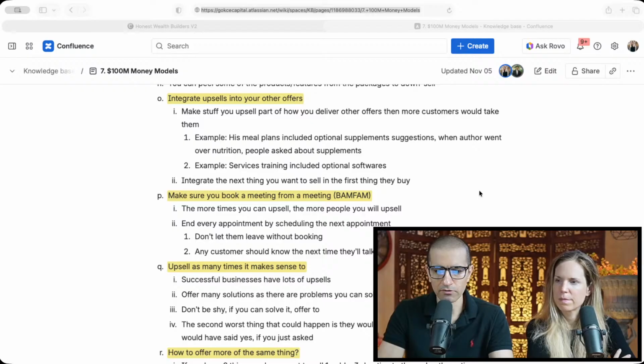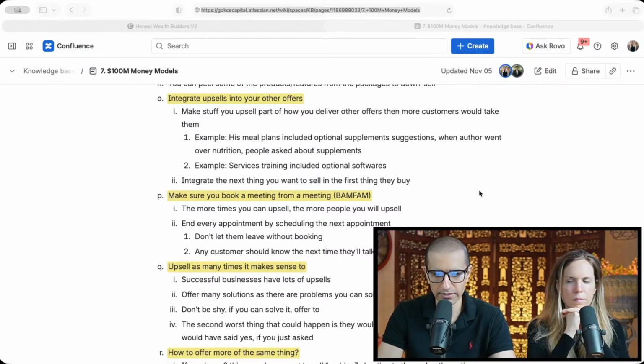I'll throw in the examples as well. Okay, so one action item came out of this. You can peel some of the product's features from the package to downsell. We'll learn downsell later. Integrate upsells into your other offers. Make stuff you upsell part of how you deliver other offers. Then more customers would take them. For example, meal plans included optional supplement suggestions. When the author went over nutrition, people asked about supplements.